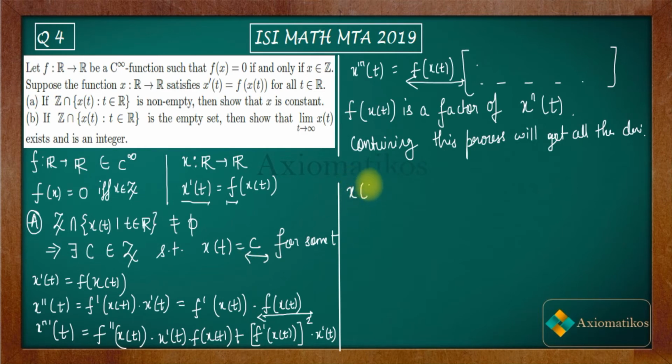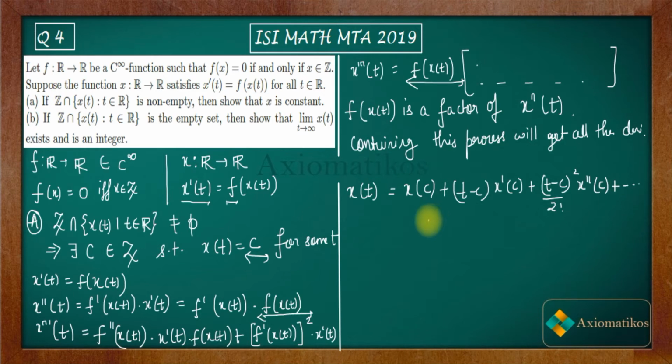So the Taylor series of x(t) around c will be given by x(c) plus (t minus c) x'(c) plus (t minus c) whole square by 2 factorial x''(c), and so on. Let us write the nth derivative also: (t minus c) to the power n over n factorial x^(n)(c). All right, so you will go with this.